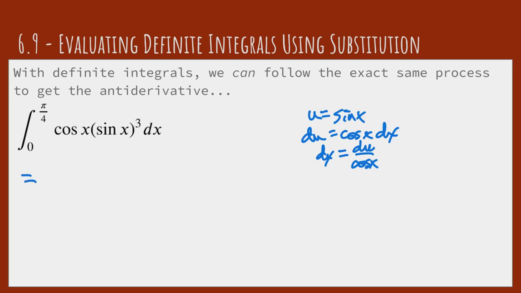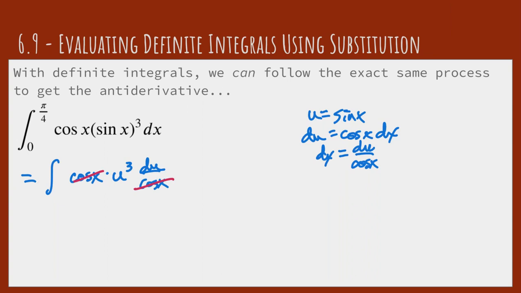And so now I'm going to make the substitution. So we have the antiderivative of cosine of x times u to the third power times du over cosine of x. The cosine of x's are going to cancel each other out. Now, this would be a bad equal sign right here.